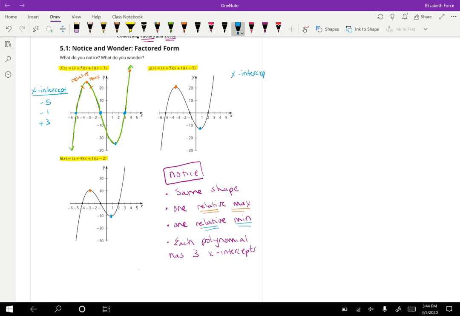The x-intercepts on this function occur at -5, -1, and +2. And then on h of x, we've got x-intercepts at -4, -1, +2. So that kind of leads me to the wonder part.